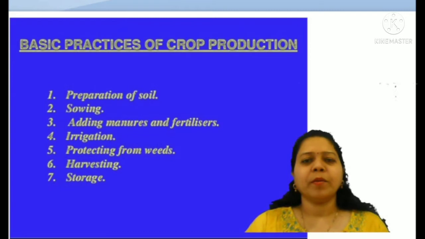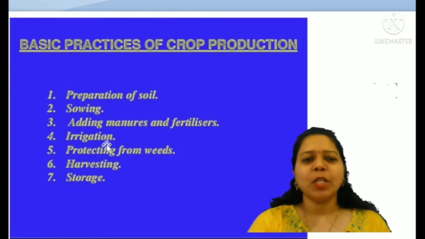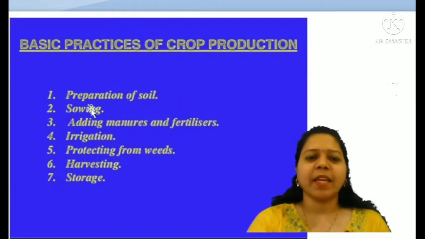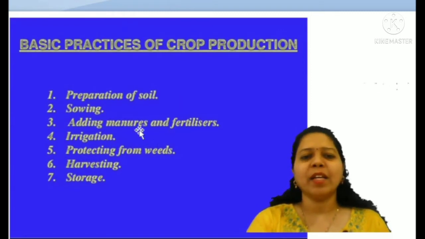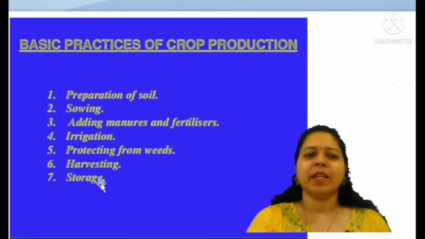Before growing crops, we need to do some basic practices. Now, which are those basic practices of crop production? We'll see. Preparation of soil is the first step, second, sowing, third, adding manures and fertilizers, fourth, irrigation, fifth, protecting from weeds, sixth, harvesting, and seventh step, storage. We'll see each step in detail, one by one.